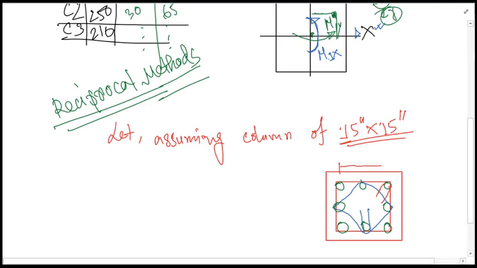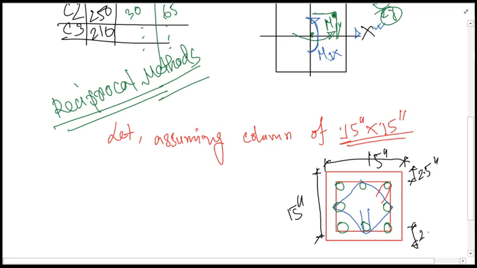Okay, so what we'll be focusing on here is the total dimension. If it is 15 into 15, it will be like this, 15 by 15. And obviously for columns we use 2.5 inch covers, so 2.5 inch cover in each dimension.